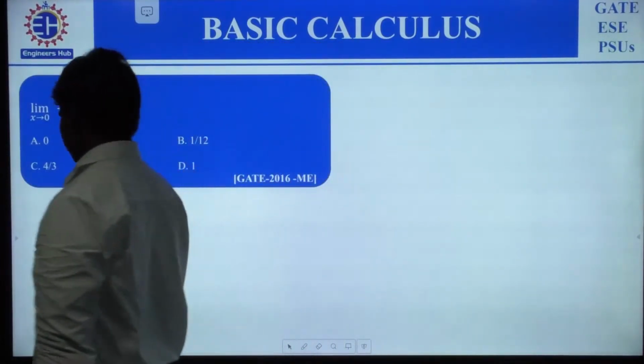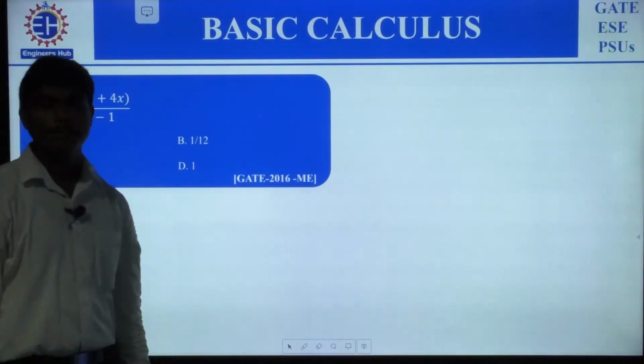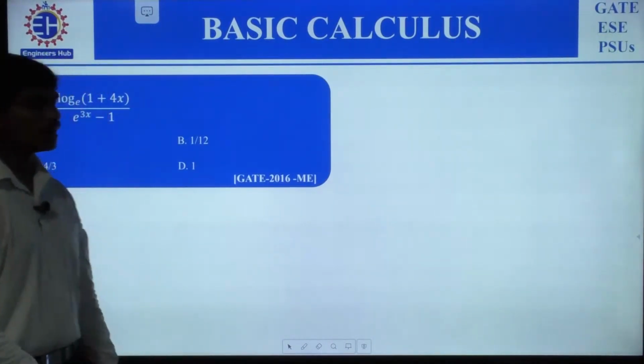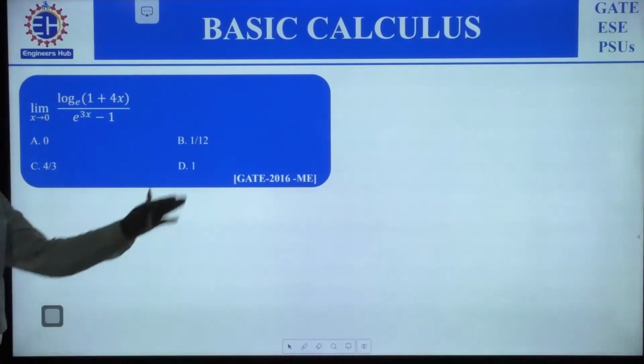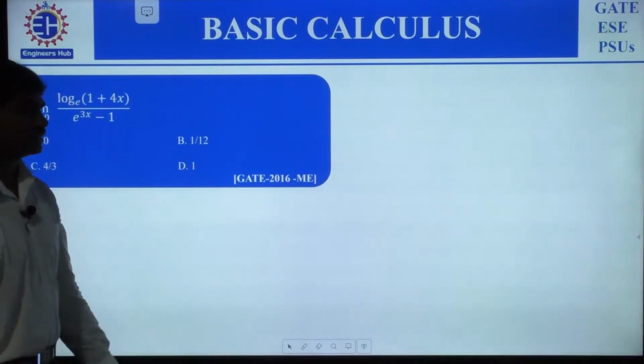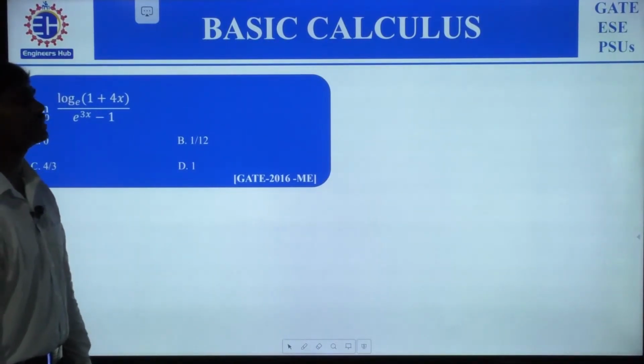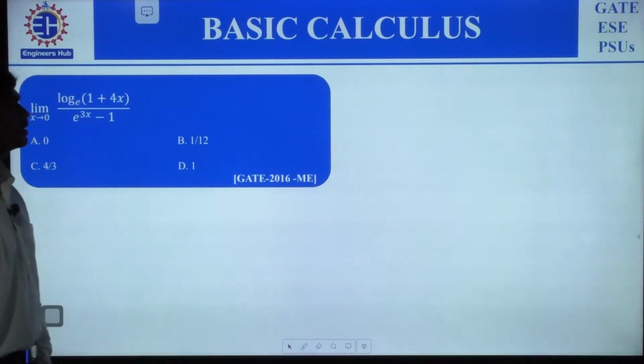Look at this question now. Try and tell me the answer. What could be the answer for this? It was asked in 2016, and that year was a remarkable year in the history of GATE because it was organized by IIT Bangalore, and we can see a lot of good questions in the paper in concerned subjects.